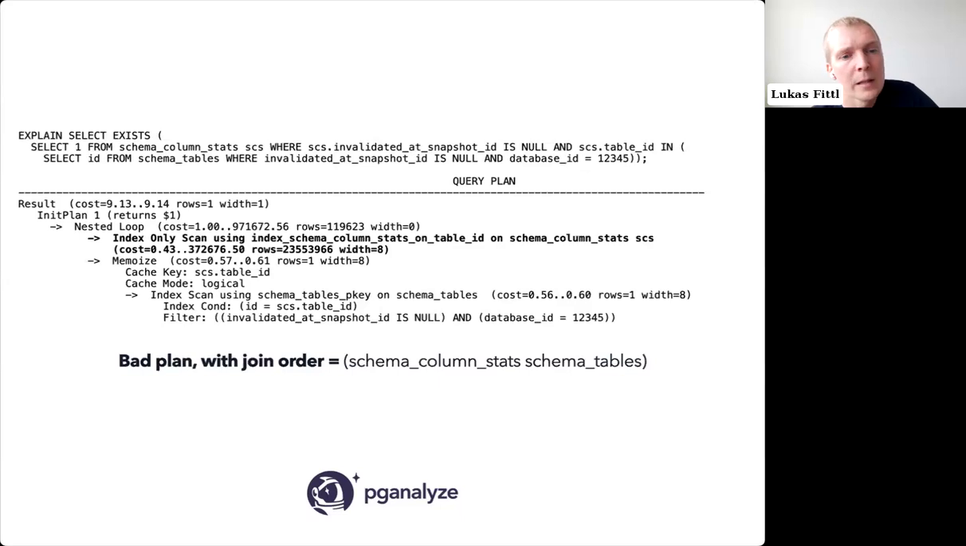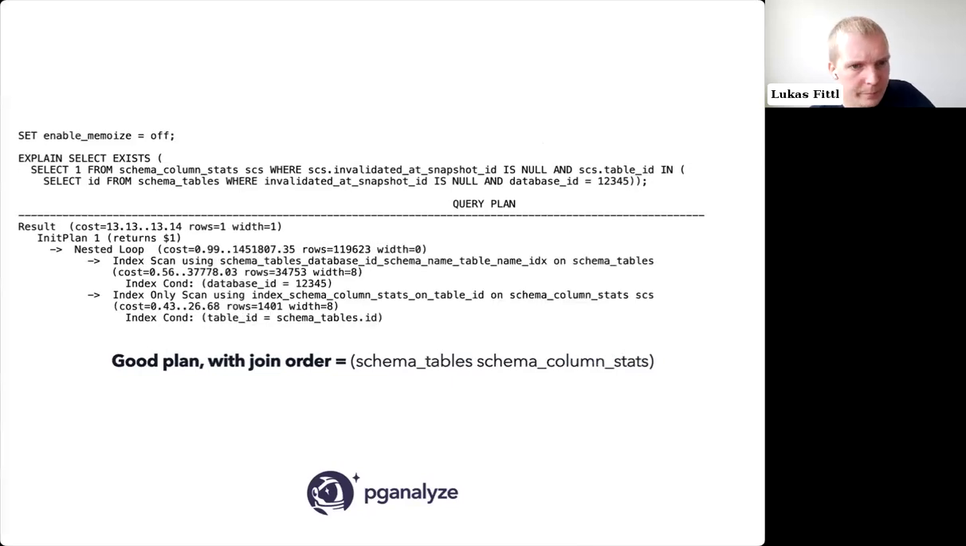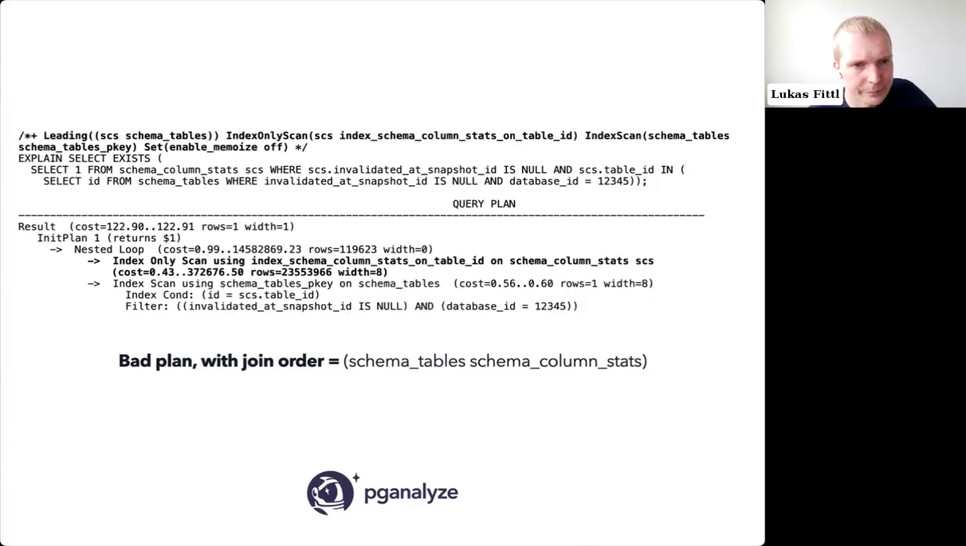So here in this example, I have a bad plan with a particular join order, like two tables being joined in the wrong order, essentially. Like schema column stats comes first and then schema tables. I know that there's a better plan available. Now, if I, for example, use the planner settings, I can set enable_memoize off. I get the other plan with a better join order, right? This is just the coarse way that you can always do.